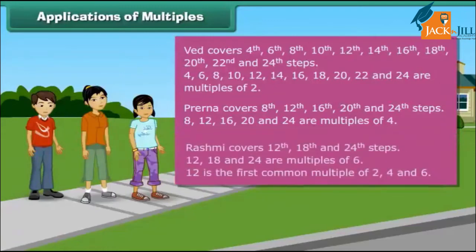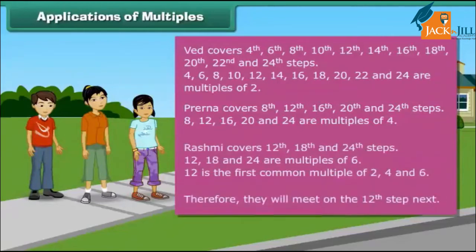Rashmi covers the 12th, 18th, and 24th steps. 12, 18, and 24 are multiples of 6. 12 is the first common multiple of 2, 4, and 6. Therefore, they will meet on the 12th step.